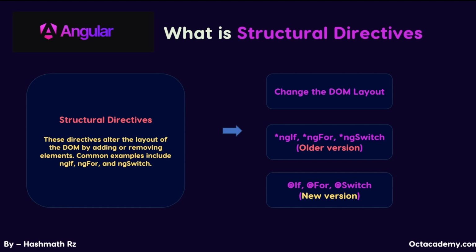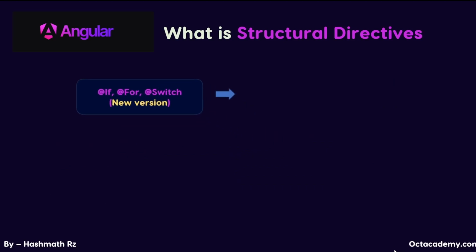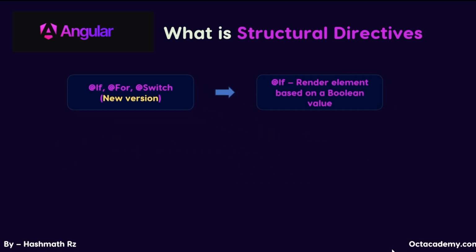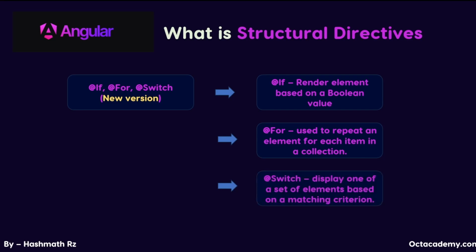Alright, so we use this @if directive to conditionally render elements based on a Boolean expression. This @for directive we use to repeat an element for each item in a collection, and this @switch directive we use to display one of a set of elements based on a matching criteria.